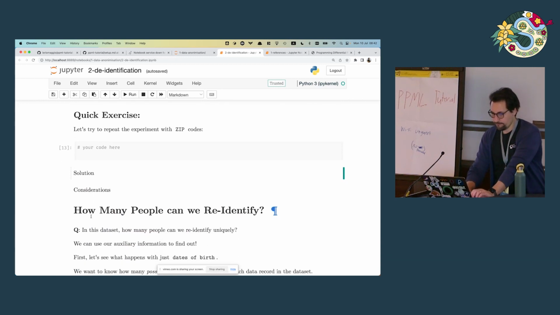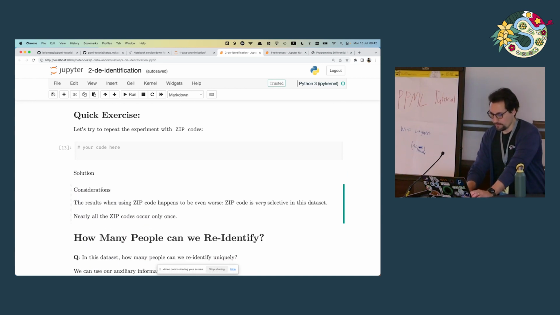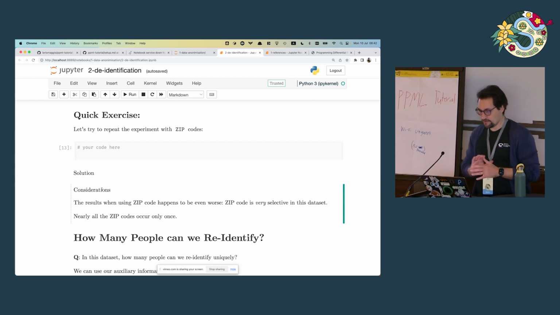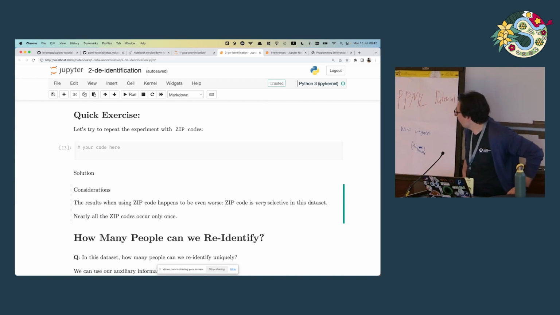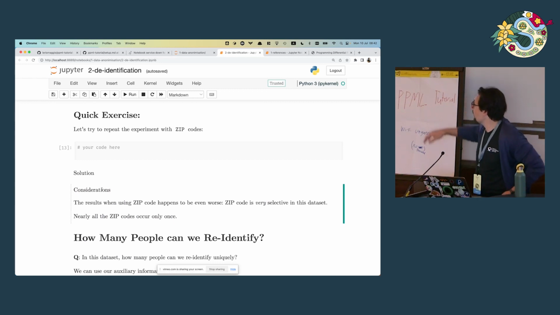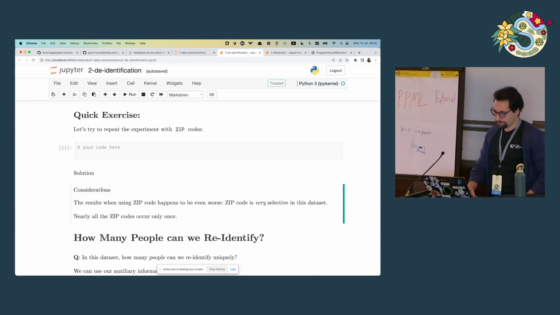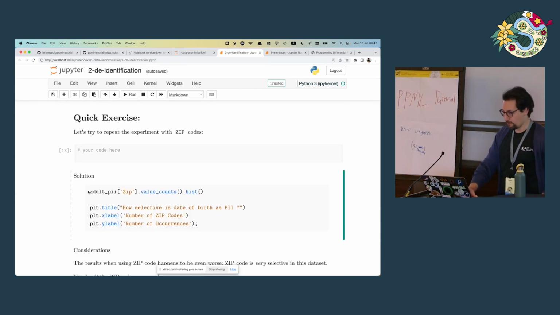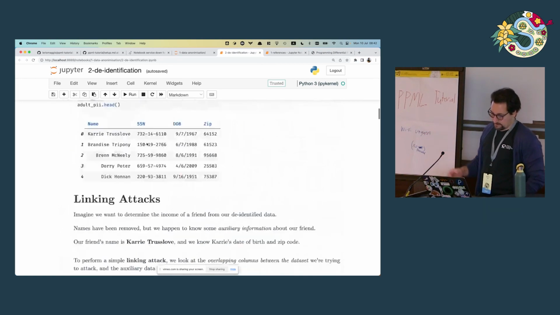All right, let's do this quick exercise. I'm going to see whether I can use zip code this time. If we just use zip code, you should be getting something very similar. So if we're using just the zip code, we are in a much worse scenario here. Just using zip code, we're able to identify lots of individuals there. And so it's very selective information that we want to get rid of. That's essentially the take-home message.